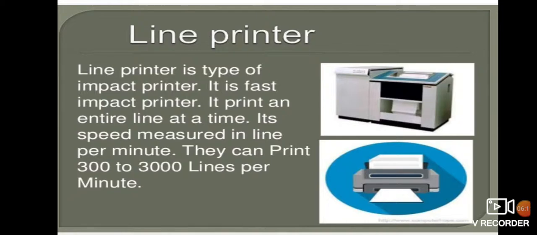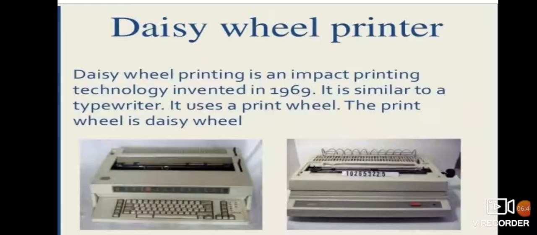As the dot matrix printer prints only a dot at a time, unlike it, the line printer prints an entire line at a time. The speed of a line printer is measured in lines per minute. How many lines are printed per minute? They can print 300 to 3000 lines per minute.